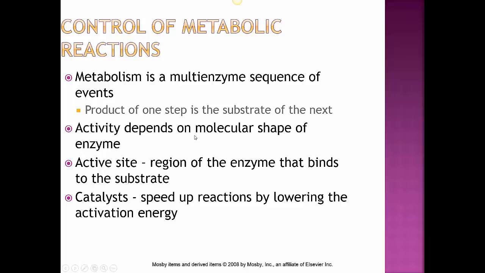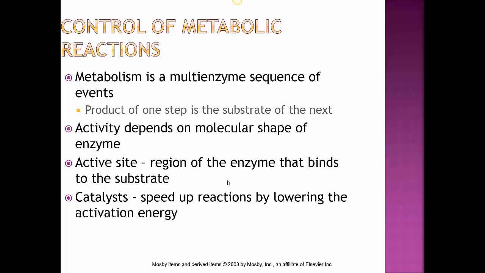The activity depends on the molecular shape of the enzyme, and there's what they call an active site. This is the region of the enzyme that binds to the substrate. Catalysts speed up reactions by reducing the activation energy. So if something takes, say, a temperature of 100 degrees Celsius to occur, it can occur at 37 degrees Celsius, which is near body temperature, through a catalyst.